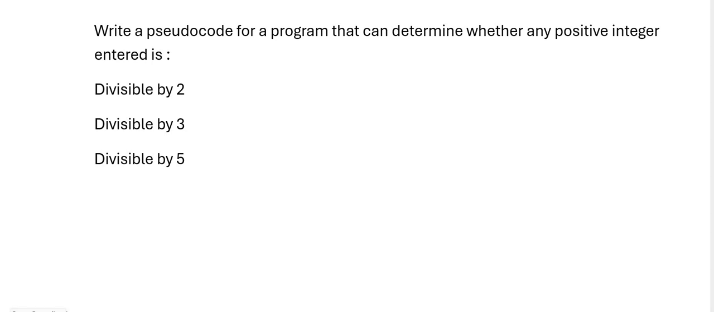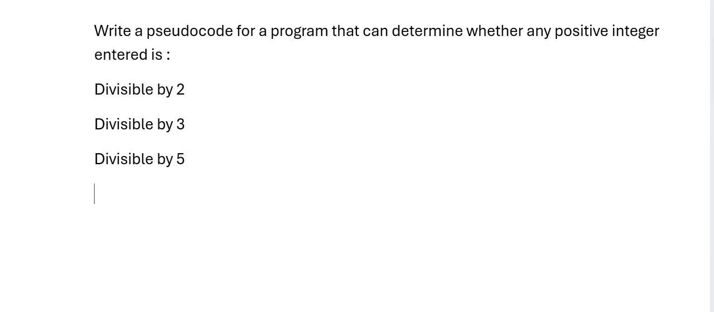Assalamualaikum. Today we are going to see how to write a pseudocode for a selection control structure program. Let's say we have this question: write a pseudocode for a program that can determine whether any positive integer entered is divisible by 2, divisible by 3, or divisible by 5. Okay, so let's start.